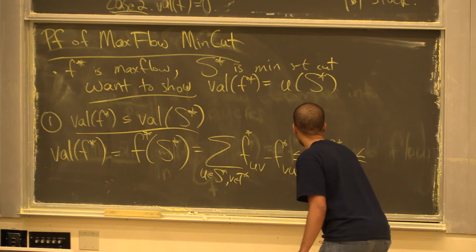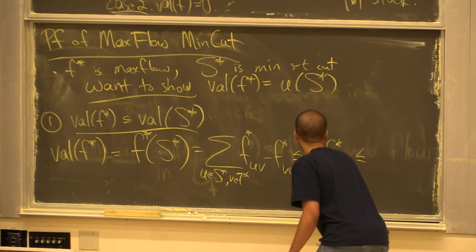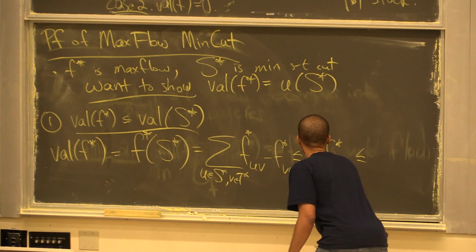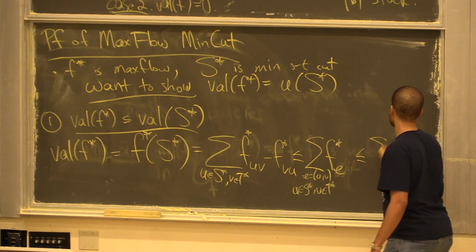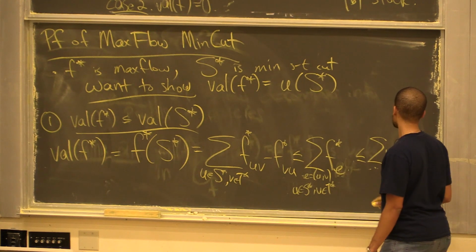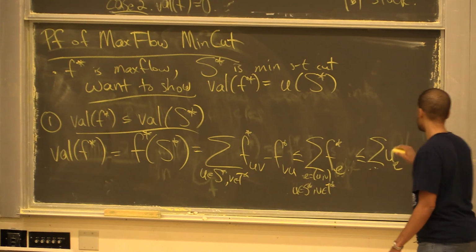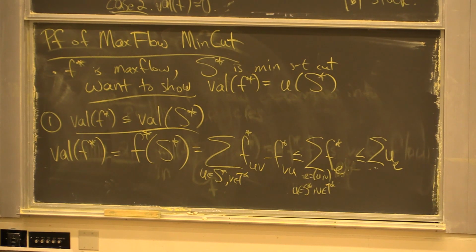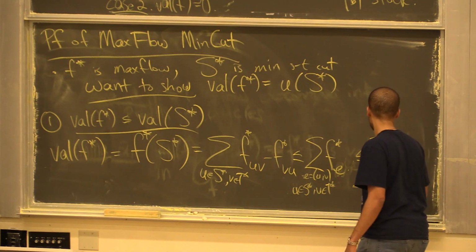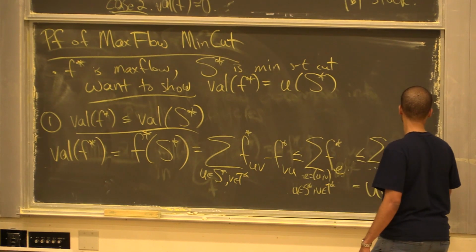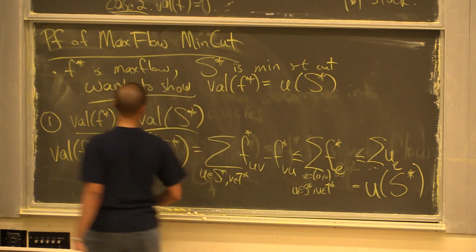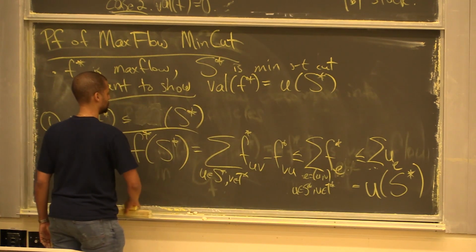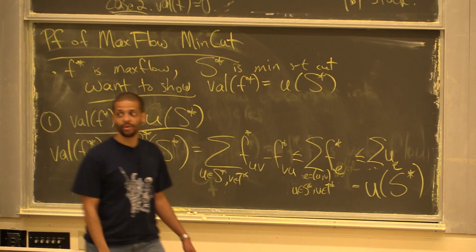So that's the sum. Let's say here E is equal to UV, where U is in S star, V is in T star, of F star E. That's at most that same sum over the same stuff of the capacity of E, which is just the definition of the capacity of S star. Right, so we just showed that the value of F star is at most the capacity of S star. Right. Cuts don't have values, they have capacities. This should be the capacity. Right, so that's exactly what we wanted to show, so we're happy.